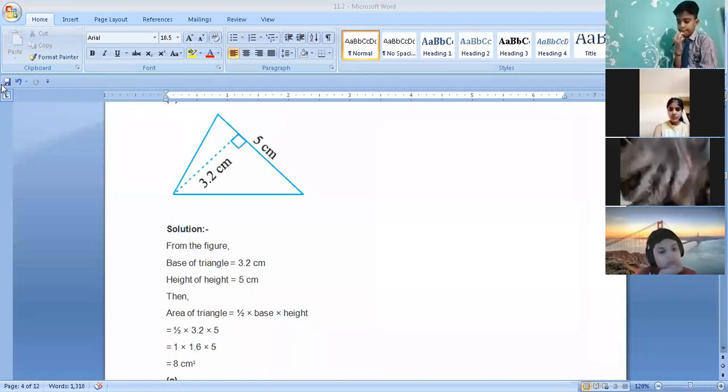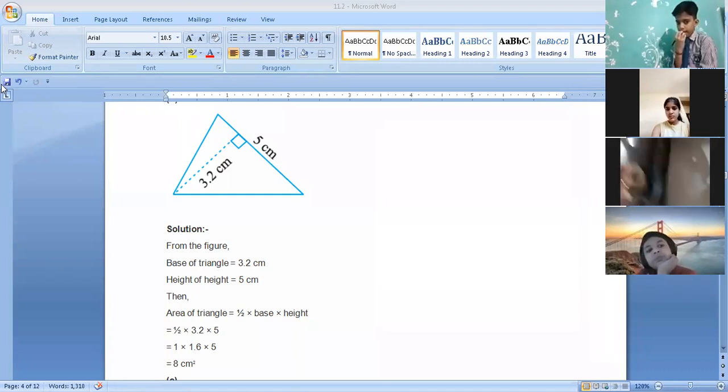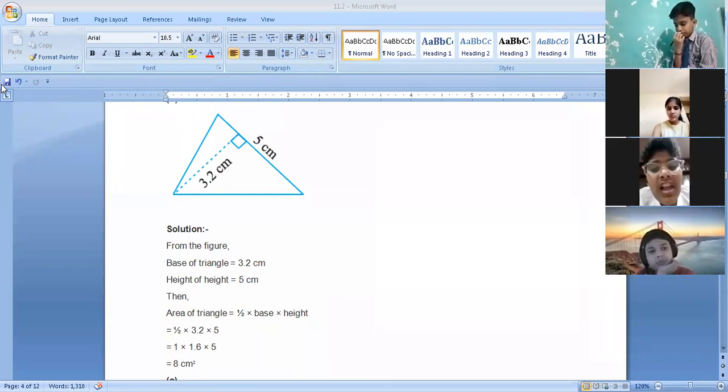Okay, ma'am. Because parallelogram is base into height. And if we divide parallelogram into 2 parts, that means 2 triangles will be there. So one part is half into base into height.